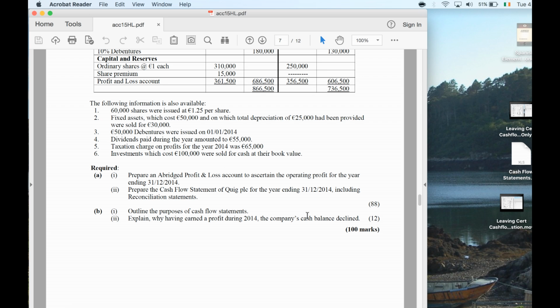Why, having earned profit, did the cash balance decline? Well, if we earned a profit but have less cash, then maybe we did sensible things, like we paid off loans, or maybe we bought new fixed assets. That was investing in the future, which means we don't necessarily have lots of cash now, but because we're profitable, we decided to invest in the future, and that means in the future we're likely to make much more profit. That's an efficient use of our funds.